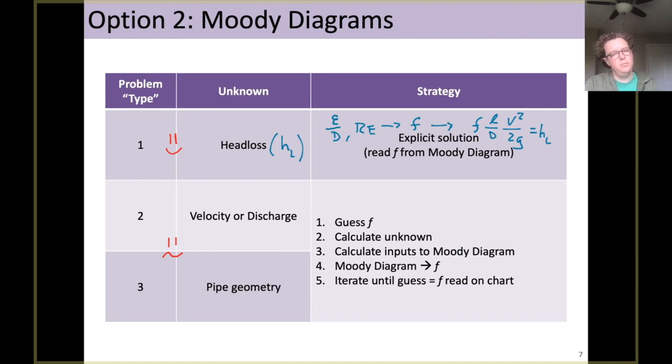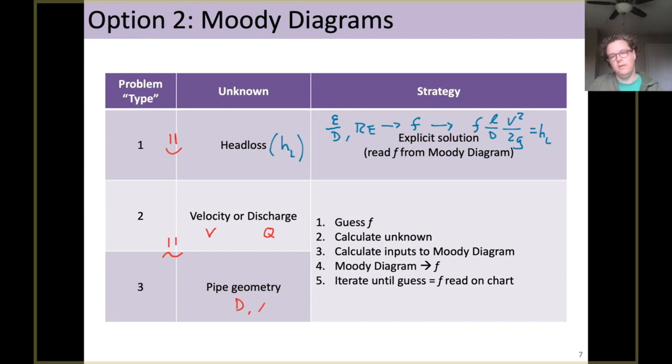Type 2 or type 3 problems, these vary depending on what you don't know. So if you don't know something about the flow, either velocity or discharge, or if you don't know the pipe geometry, meaning the diameter, or perhaps something about the length, you're going to find yourself in the same workflow. And this is a guess and check workflow. So in order to solve these problems, you'll have to guess a value for friction factor. If you have that friction factor, then you can go through and calculate the diameters, the lengths, the discharges, the E over D, or epsilon over D's, all of those values.